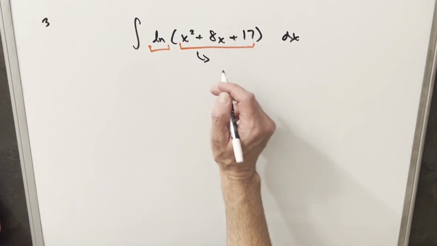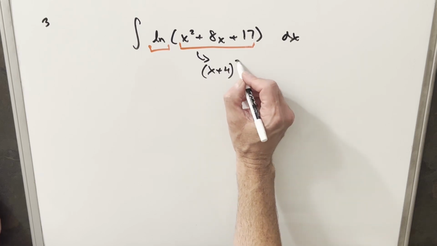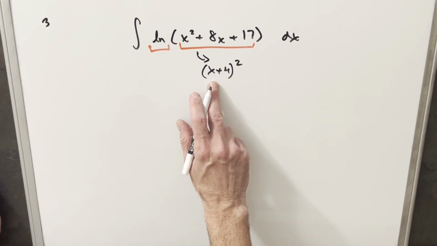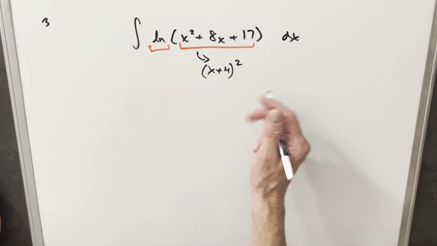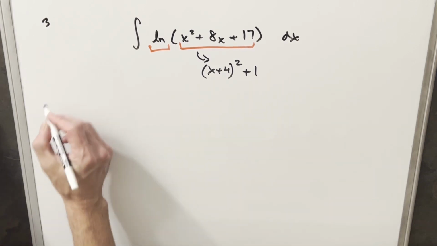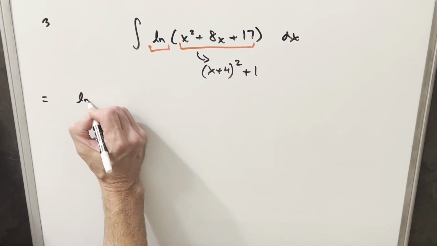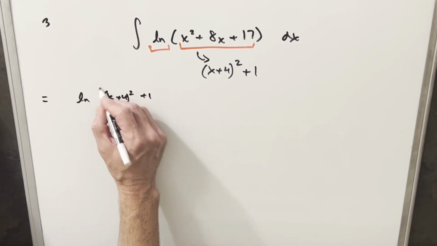So taking 1/2 of 8, I can write x plus 4 and square it. And then just notice if I square this out, I'm going to get x squared plus 8x plus 16. In order to get my 17, I just need to add 1. So now let's just rewrite this thing in this form here. So I'm going to have natural log of x plus 4 squared plus 1.